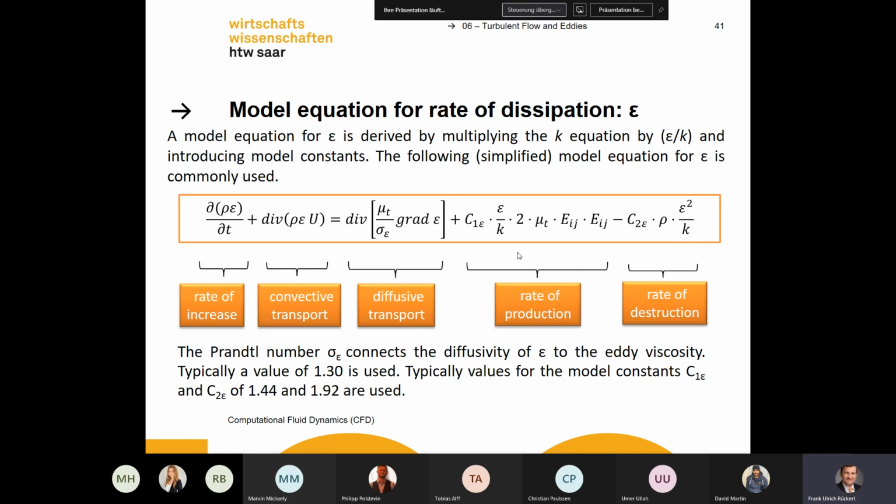Okay, and you see, if some equations are too difficult, variables are introduced, and you have this C1 and C2 value, and you just use constant values for these C's.